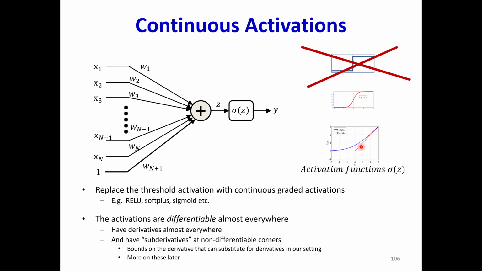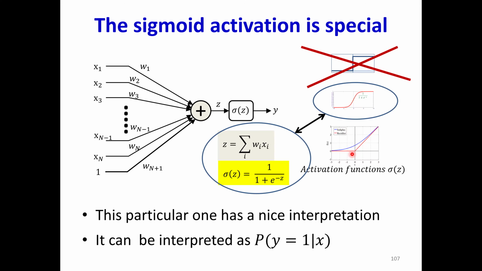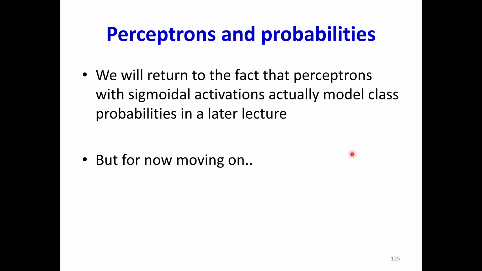And if it does have the occasional corner of this kind, you must have something called a subderivative, meaning it must be possible for me to draw a plane or a line that lies entirely below the function at this discontinuity. We'll see more on that later. That's for the activation. And specifically, if you're looking at the sigmoid activation, this has a very nice interpretation. It can be interpreted as the posterior probability of class 1 given the input. How this is so is explained in the slides. I'll skip that because we will be out of time if I spend time on that. So we'll return to the fact that perceptrons with sigmoid activations actually model class probabilities in a later lecture. For now, I'm moving on.